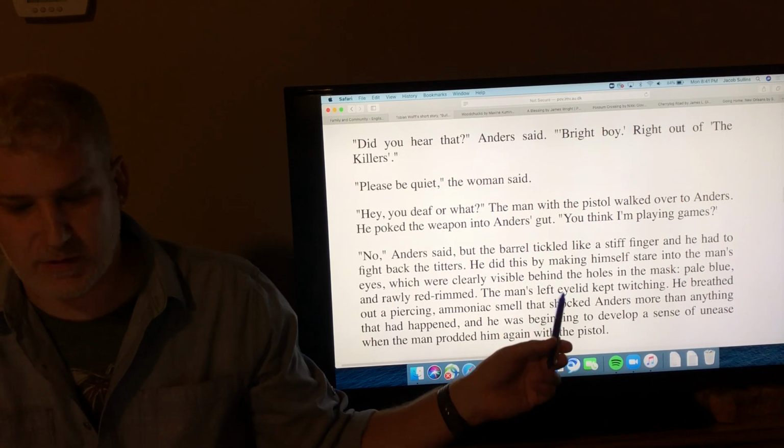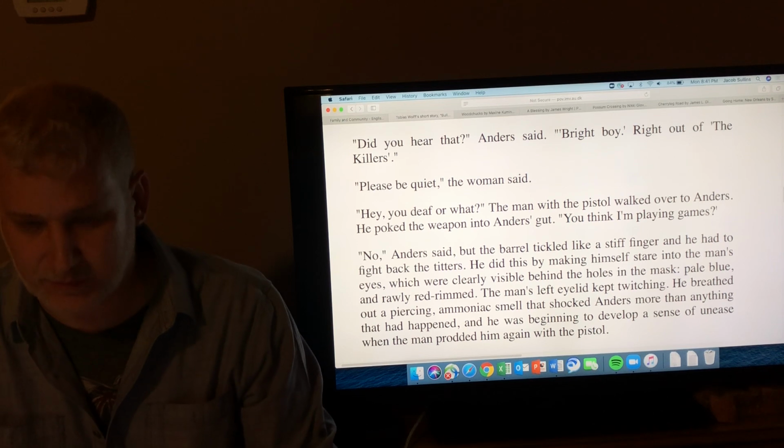"Please be quiet," the woman said. "Hey, you deaf or what?" The man with the pistol walked over to Anders.